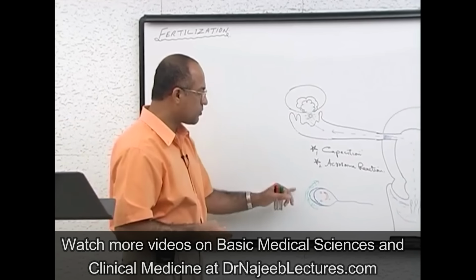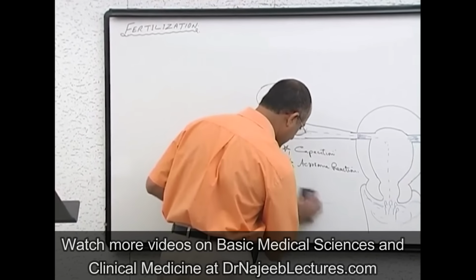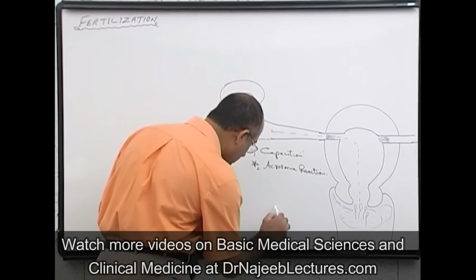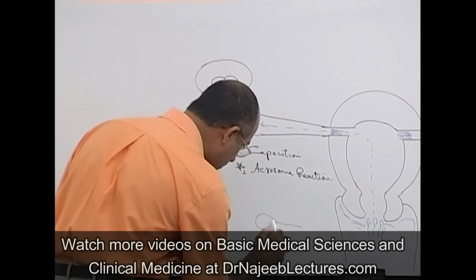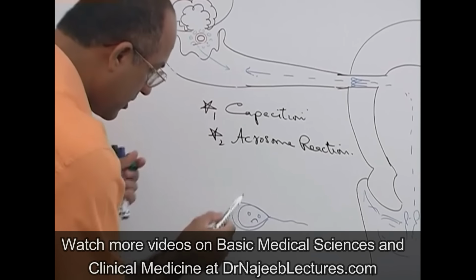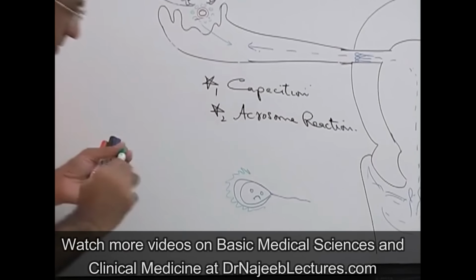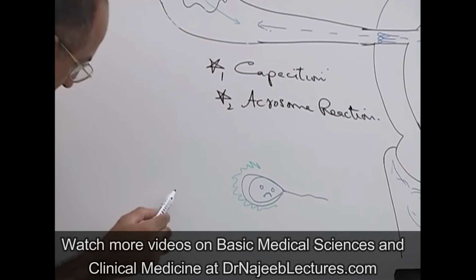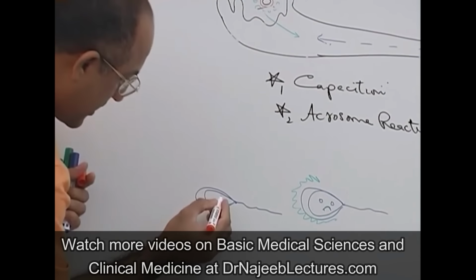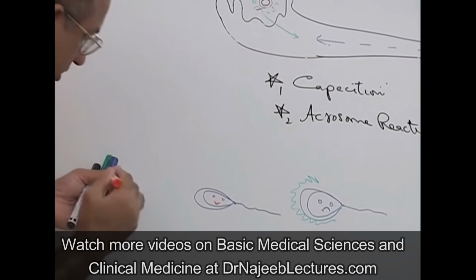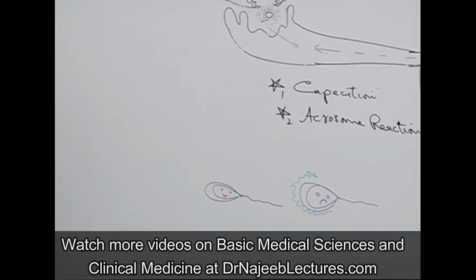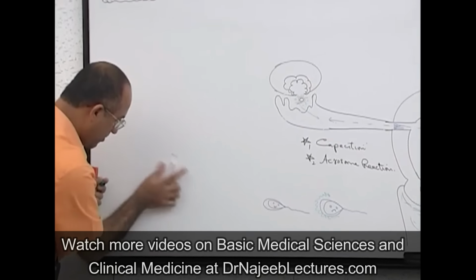After that, when the sperm is capacitated, we make a sperm at 2 stages. First it is a very sad sperm because it is not capacitated. Then it is capacitated and it becomes a somewhat happy sperm. Here is the ovum waiting. Okay, I should make it a little bit bigger.